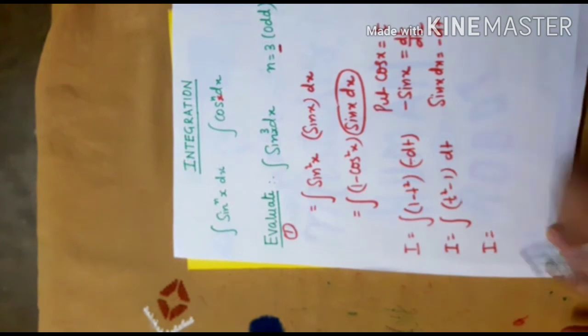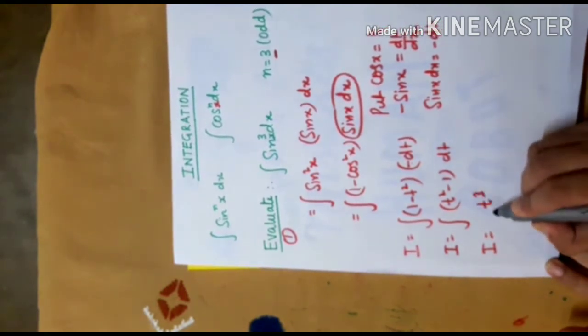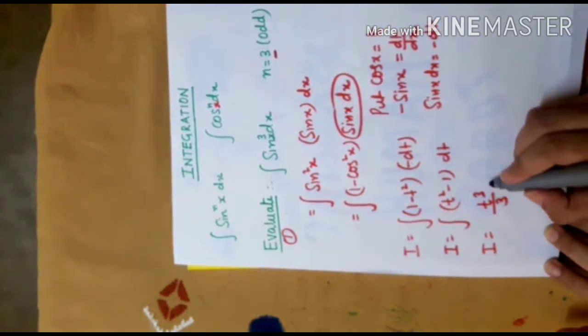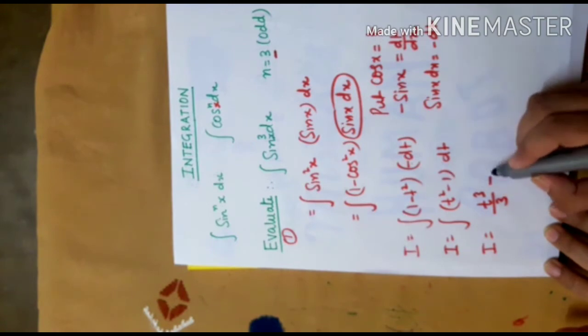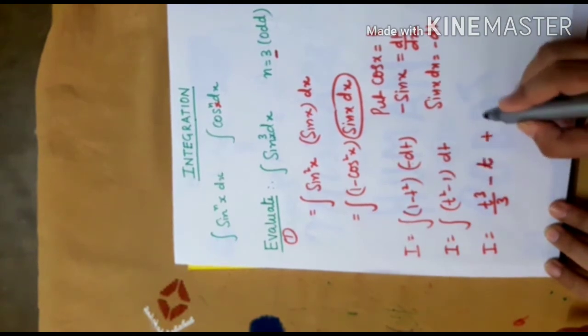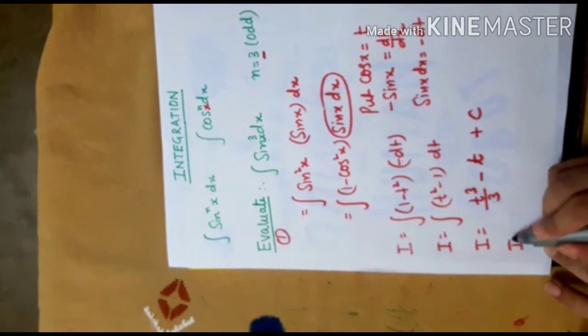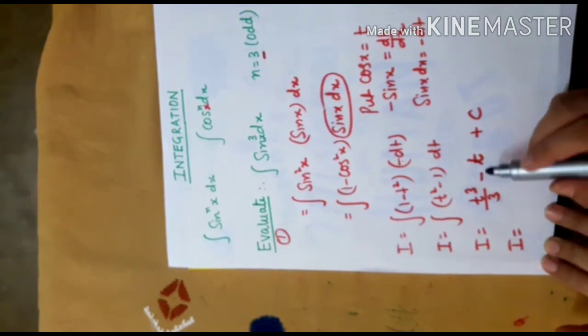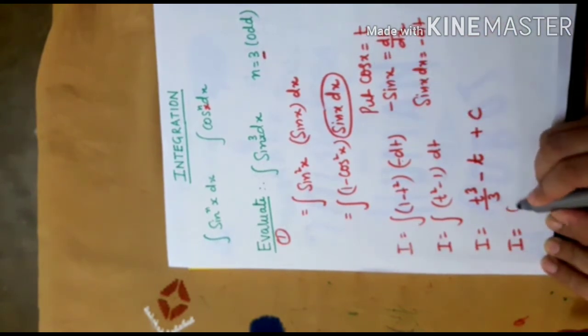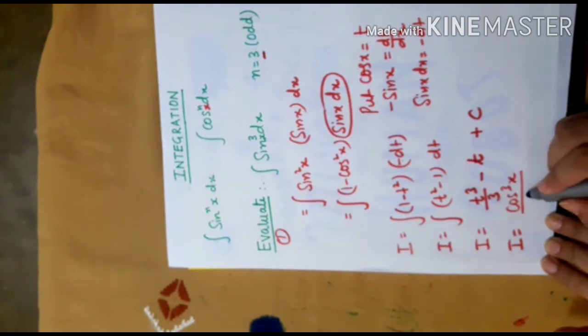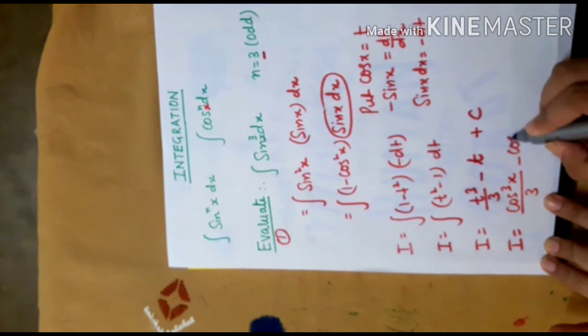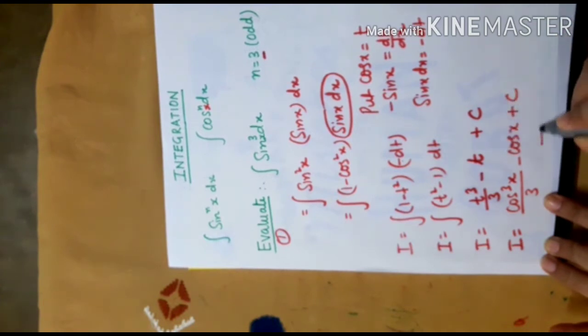Now you know how to integrate this. It will be t cube over 3 minus integral of 1 dt, which will be t, plus c. Now replace t with its original value. So t was cos x. So here I'll get cos x raised to the power 3 over 3 minus cos x plus c.